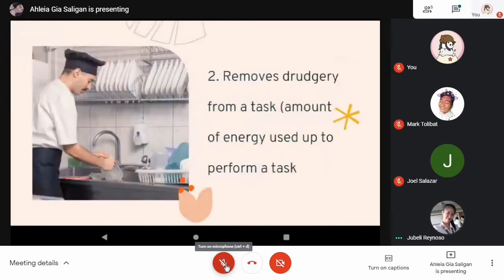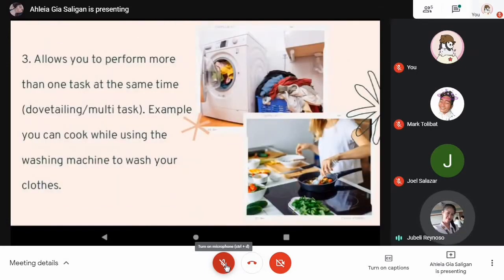Number two, removes drudgery from a task, the amount of energy used up to perform a task. Number two simply means that technology can help us a lot. We don't need to use our full energy because the technology is the one that works for us. Number three, allows you to perform more than one task at the same time, dovetailing or multitasking. An example of it is you can cook while using the washing machine to wash your clothes.